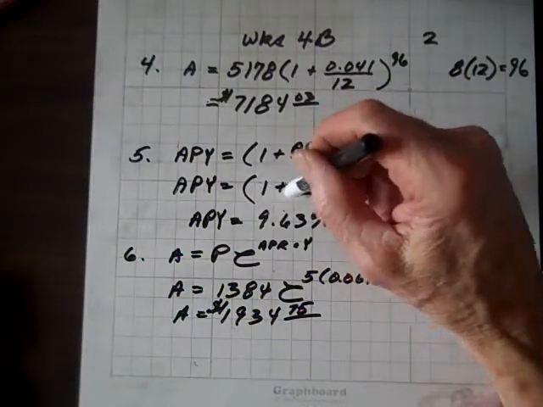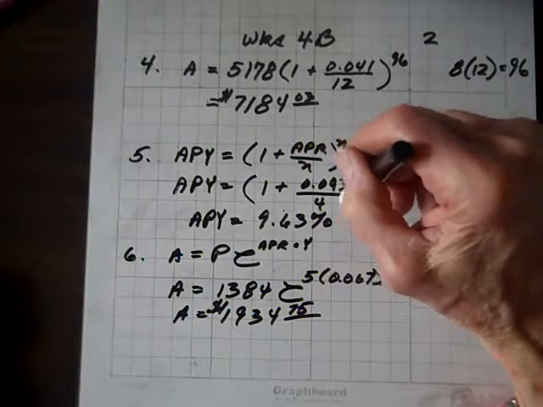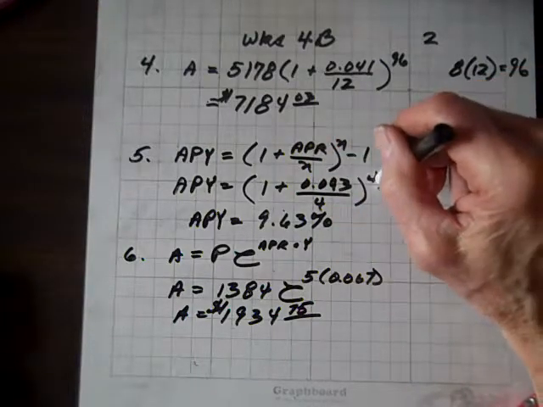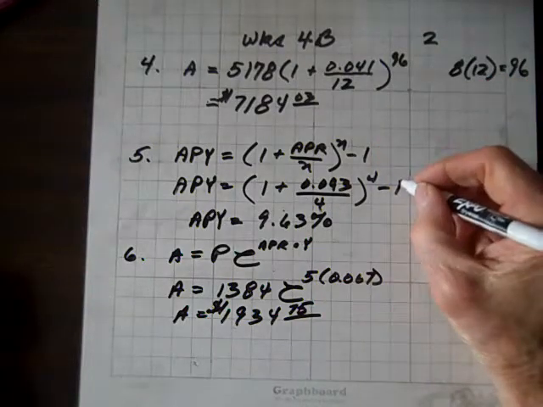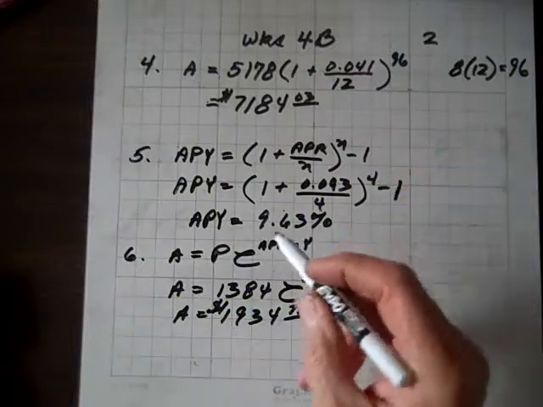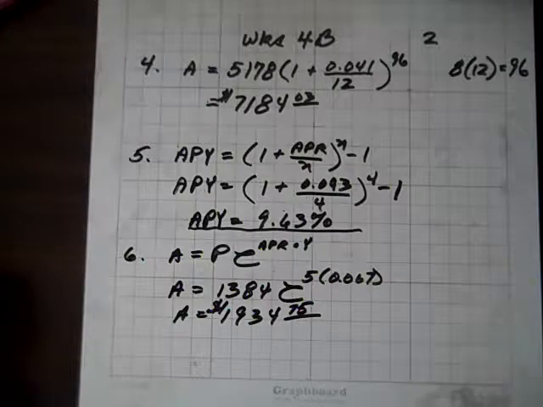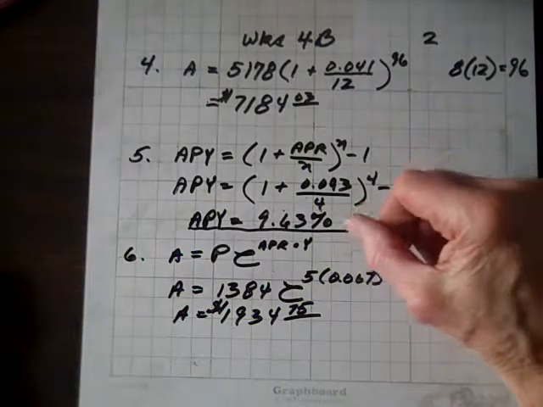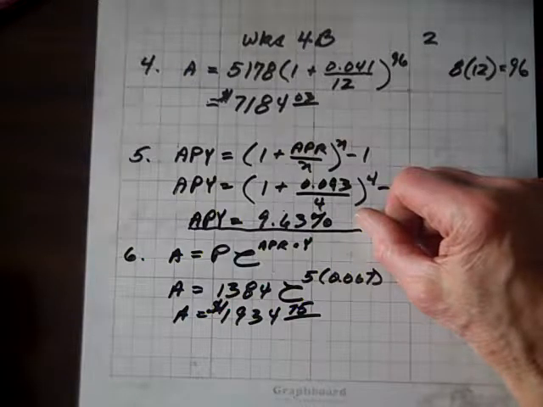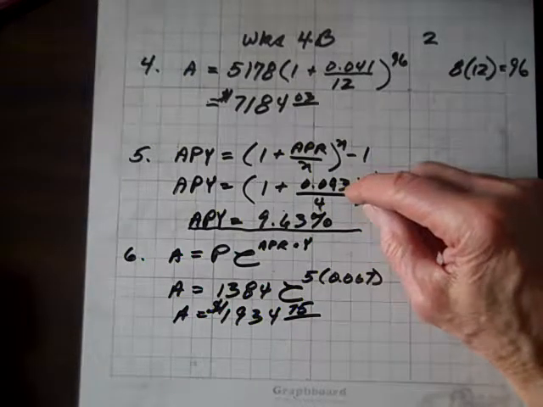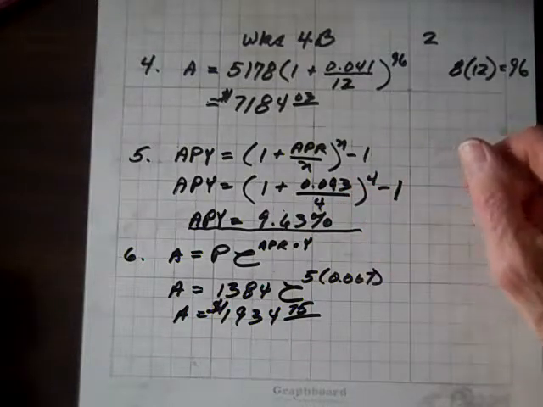So we've got 1 plus, and it's 9.3%. So 0.093 divided by 4 raised to the 4th power, and we subtract 1 from the whole thing, and we have an annual percentage yield of 9.63%. So 9.63% simple interest would give you the same return as 9.3% compounded quarterly would give you at the end of 1 year.